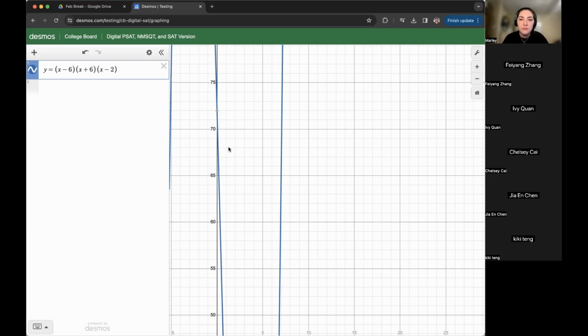But the problem that we want to do is translating the graph up 4 units. So if we are moving a graph up 4 units, then we're just increasing whatever that y value is by 4. So we're doing 72 plus 4, and we're going to get 76.